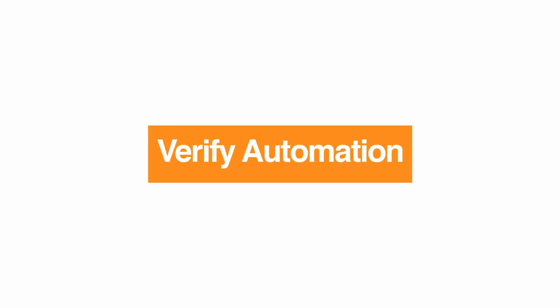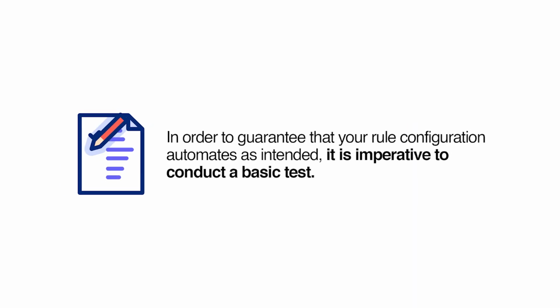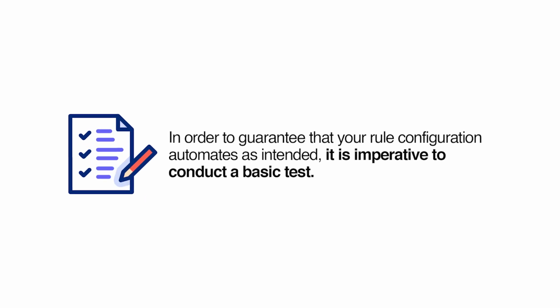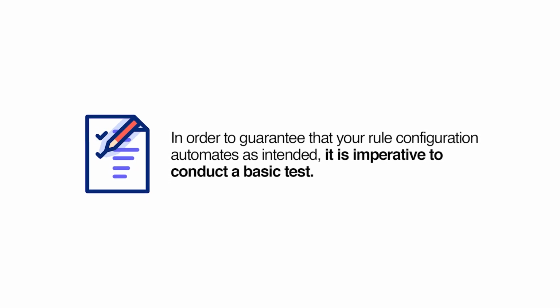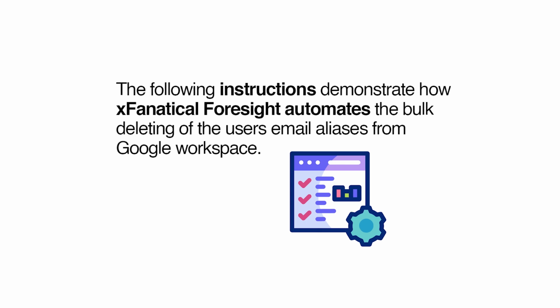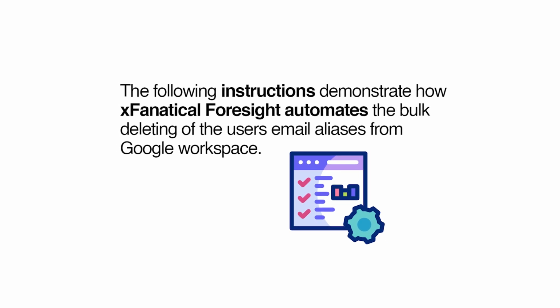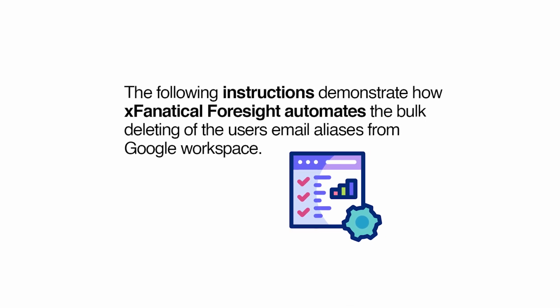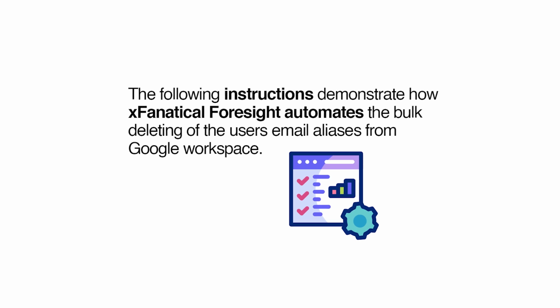Verify automation. In order to guarantee that your rule configuration automates as intended, it is imperative to conduct a basic test. The following instructions demonstrate how X-Fanatical Foresight automates the bulk deleting of the users' email aliases from Google Workspace.